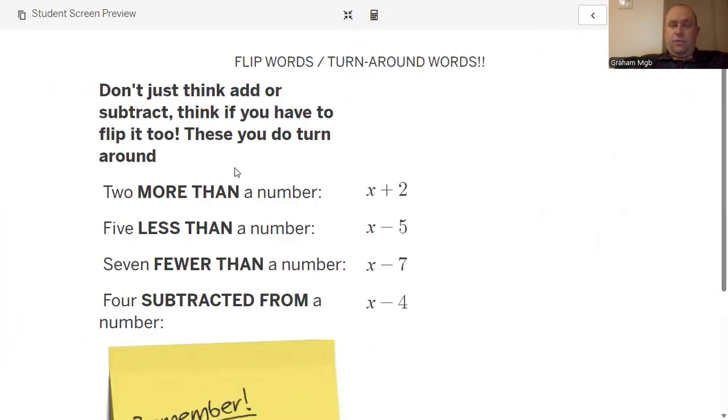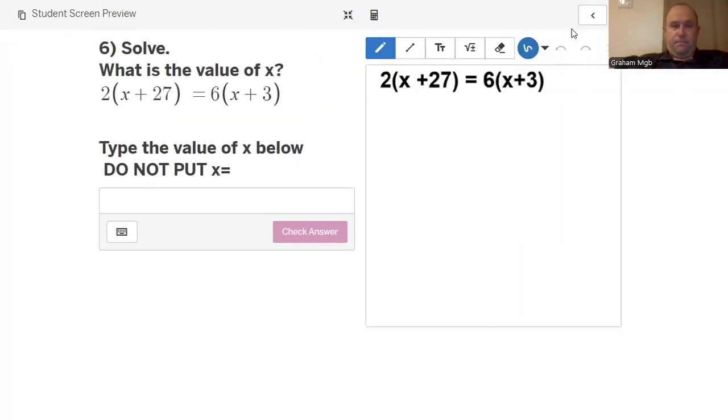And there's those other turnaround words to watch out for. Mainly it's the than, more than, less than, fewer than. So even though the question starts with a 2, the answer ends with a 2. And also watch out for subtracted from as well. That's the 4th turnaround word that we might see.